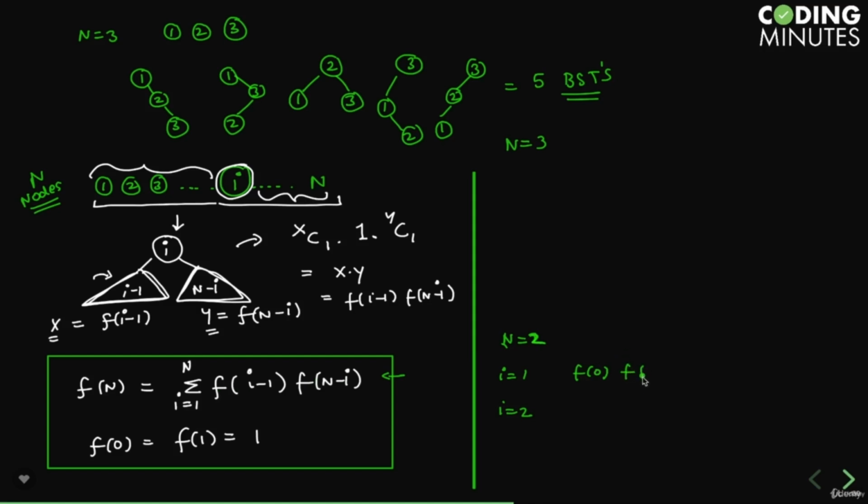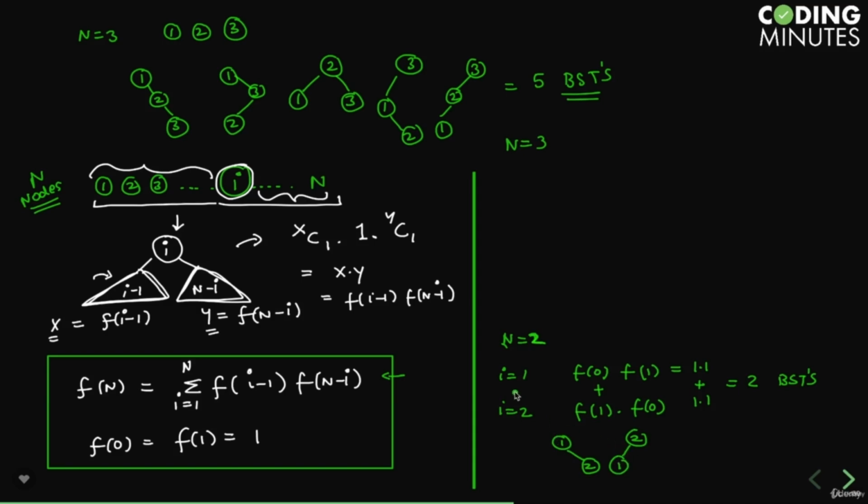N is 2, I is 1, so it will be f of 1, plus when the value of I is 2, so it will be 2 minus 1, that is 1, and 2 minus 2, that is 0. Okay, so you can see this will be 1 into 1 plus 1 into 1. That means 2 BSTs are possible, and which is true because when you have two nodes, either you can make 1 2 or you can make 2 1.